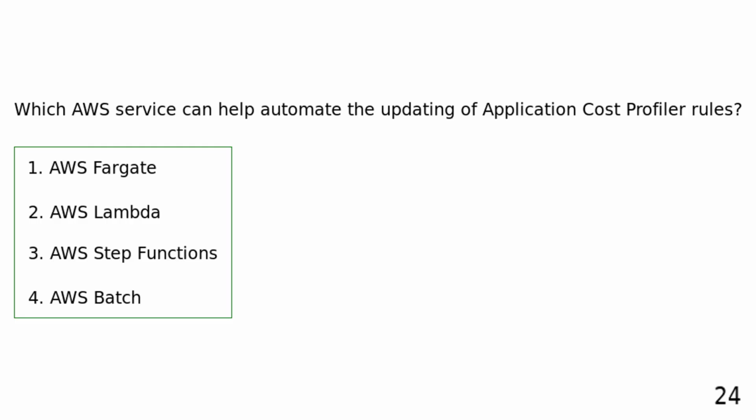Which AWS service can help automate the updating of Application Cost Profiler rules? AWS Fargate. AWS Lambda. AWS Step Functions. AWS Batch. AWS Lambda functions can be used to automate the process of updating AWS Application Cost Profiler rules based on triggers like resource changes or cost anomalies.